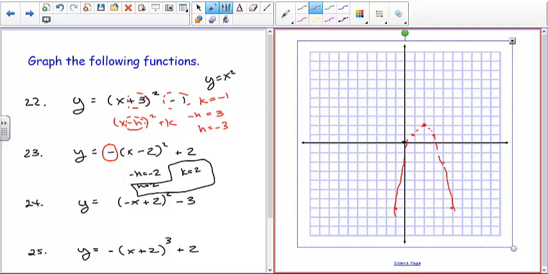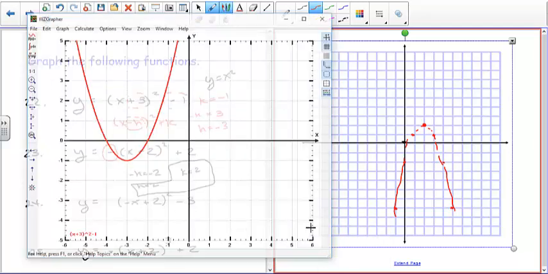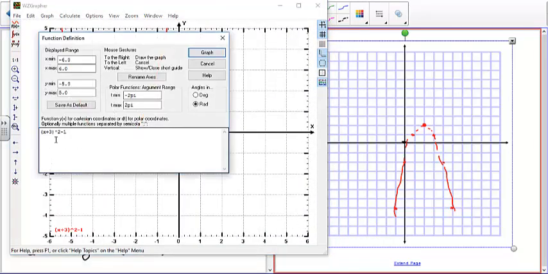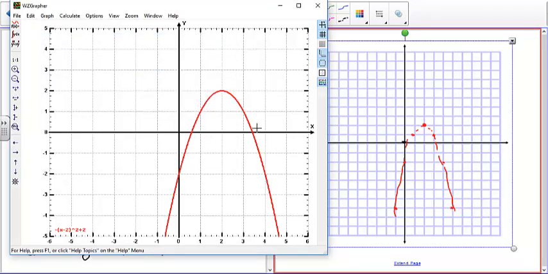Okay, so let's just double check. So we're going to have negative (x minus 2) squared plus 2. Okay. So put a negative sign out in front here. We'll graph it. So there you can see, shifted 2 in the positive direction, shifted 2 in the vertical direction, it's inverted, over 1, down 1, over 2, down 4, etc.